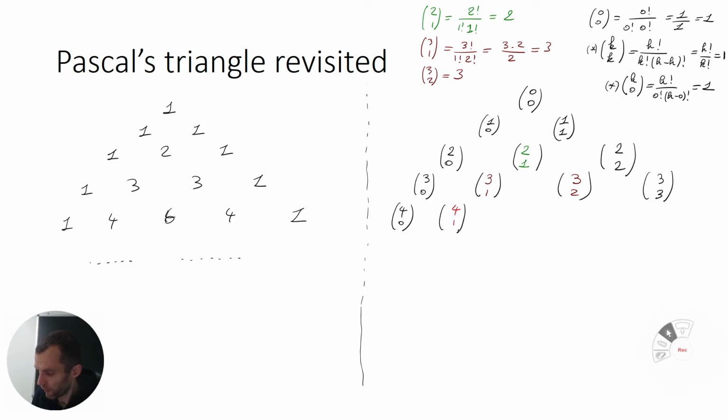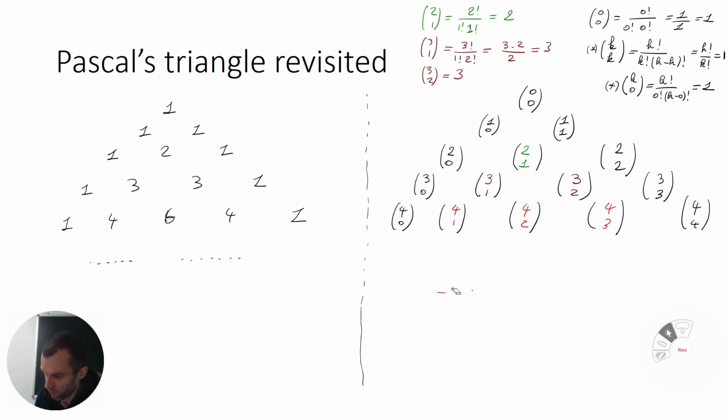And then 4 choose 1, 4 choose 2, 4 choose 3, and 4 choose 4. So we can maybe validate one more coefficient just to see that it works out, and then I hope the pattern makes itself clear. So 4 choose 2, for instance, that's 4 factorial.